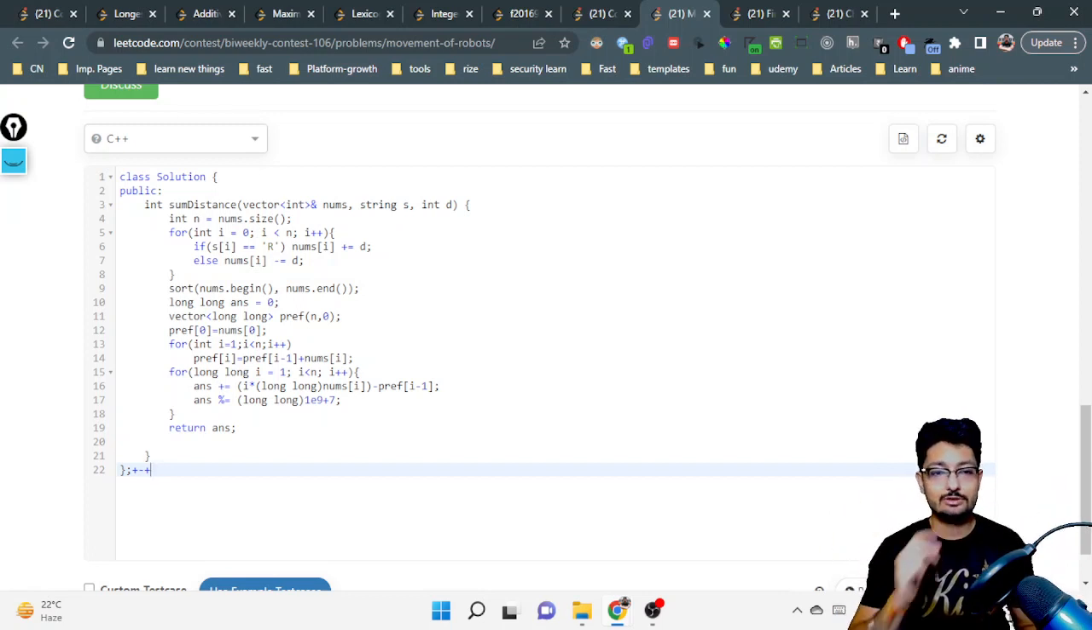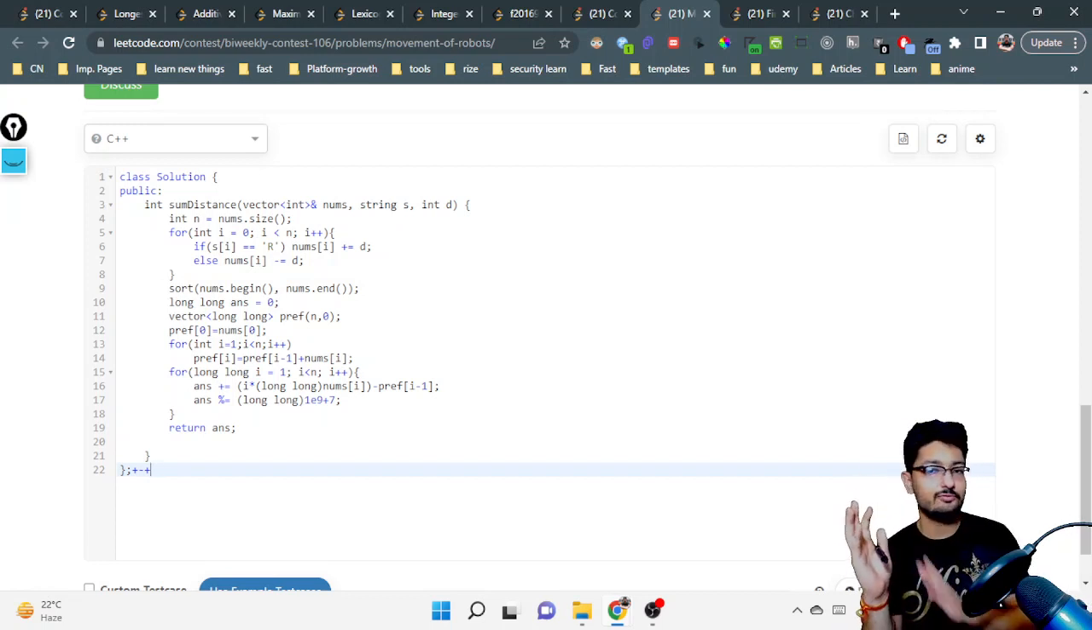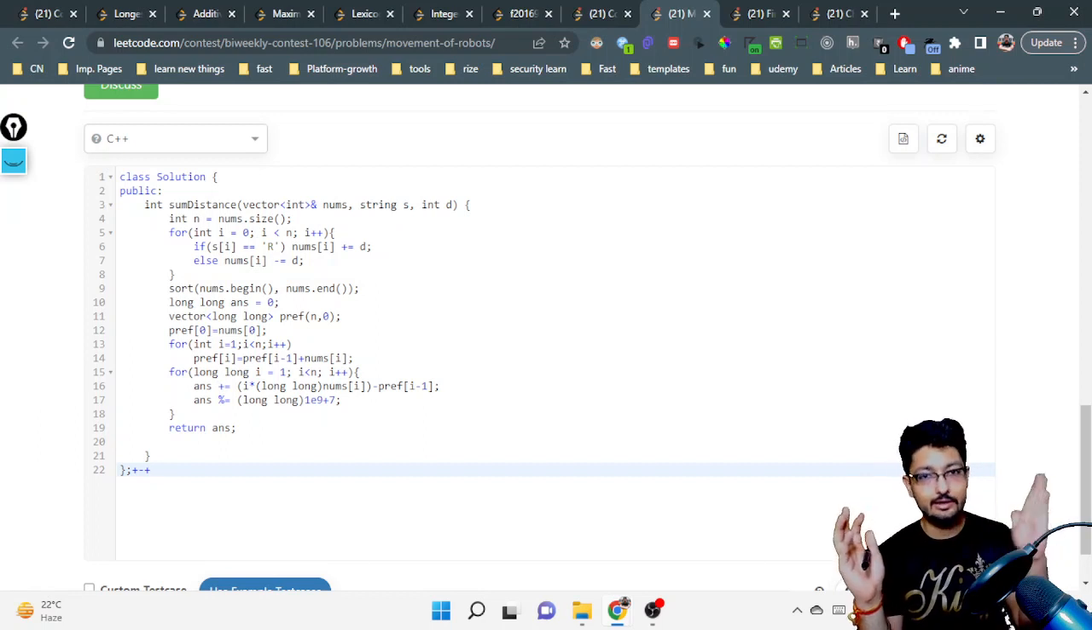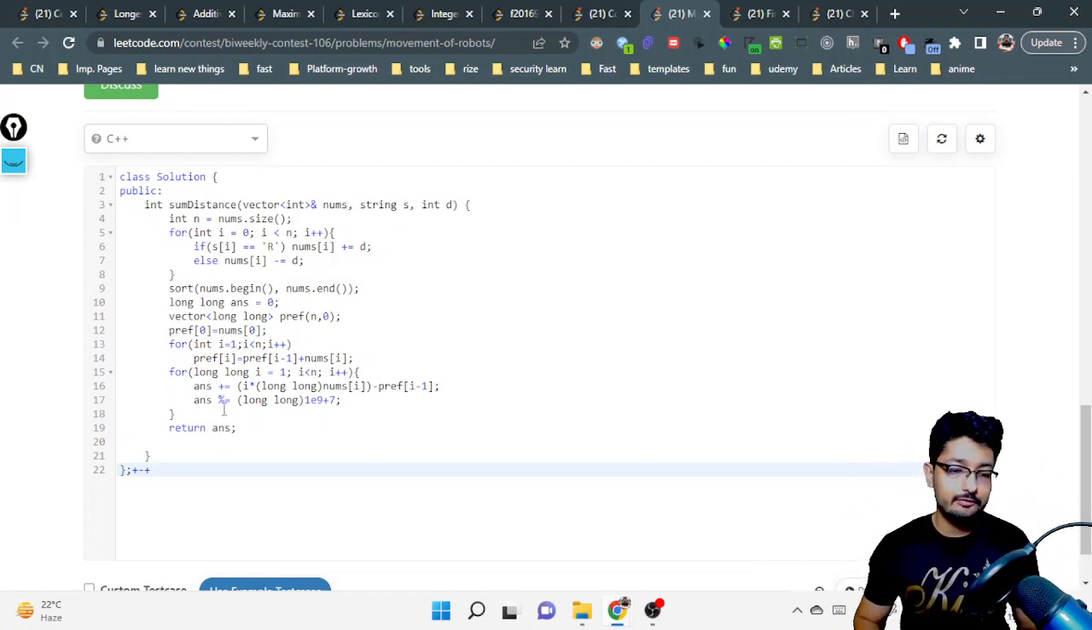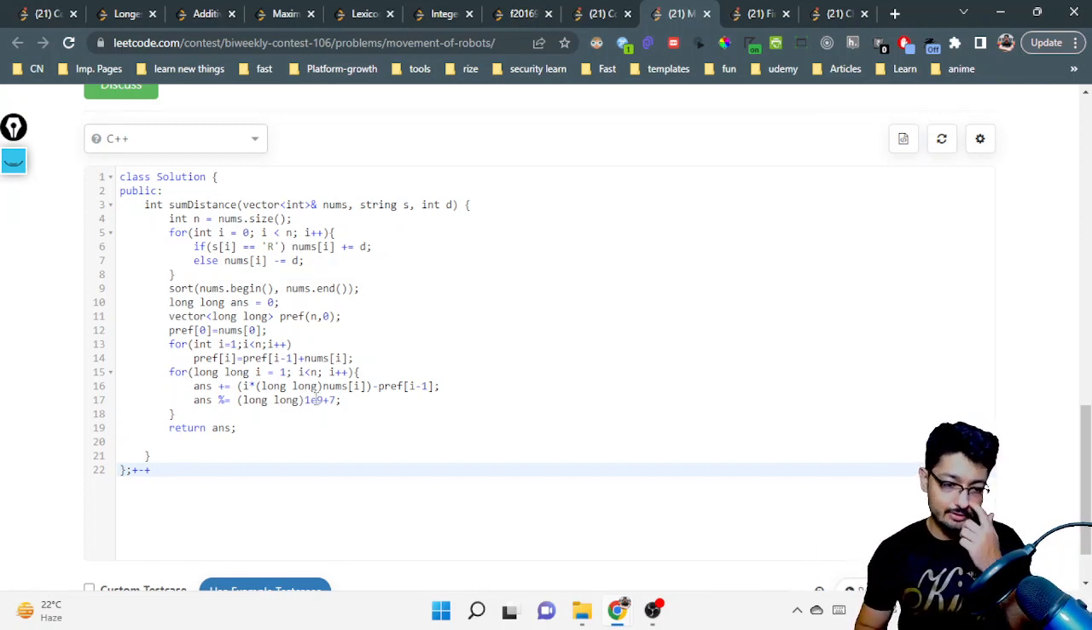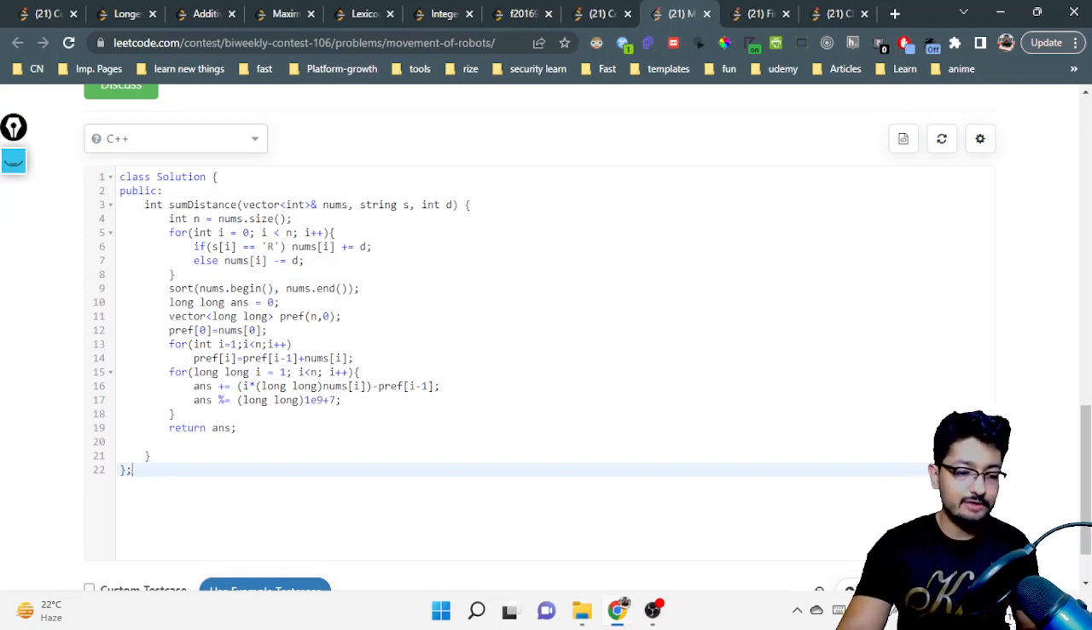That gives us the distance between every pair of robots, the current robot with all the other robots behind it on the coordinate line or number line. Okay, we'll get this particular answer, and because it can become too large, at every step we'll take a modulus of that number with 10 to the 9 plus 7. Okay, and then we just return our answer. That's it. That's the complete logic and the code for this particular problem.